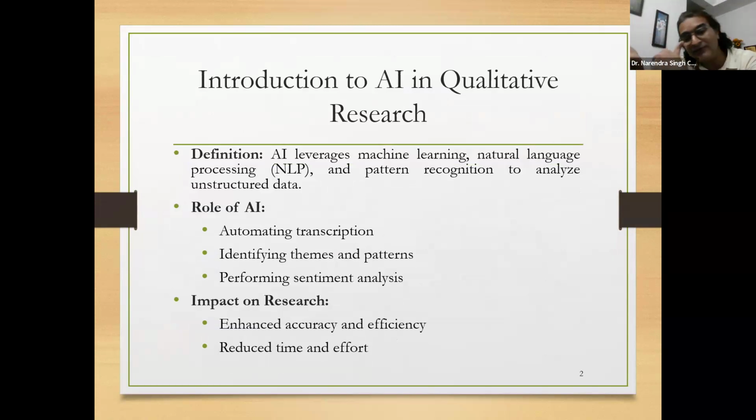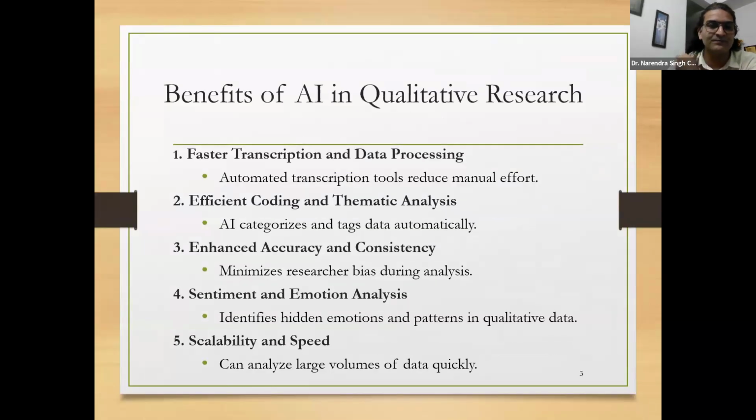The enhanced impact on research is that accuracy has improved, efficiency has become better, and the time and effort have reduced. The benefits are automation, faster transcription and data processing. Coding becomes very easy and thematic analysis happens very fast. I can categorize and tag data automatically. Accuracy and consistency are becoming better. Sentiment and emotion analysis I can do at a click. Scalability and speed are also very high because I can analyze large volumes of data very quickly.